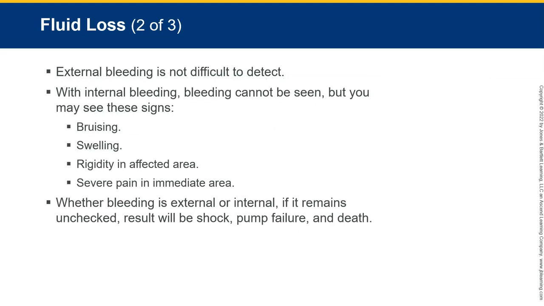Now, external bleeding is not difficult to detect many times because you can see the blood escaping from the circulatory system. They may be pooling under their back. Who knows where it's escaping from? But it's typically not all that difficult to see when it is external bleeding. With internal bleeding, that can be a little bit harder. Sometimes it can't be seen, but you may see signs of internal blood loss: bruising, swelling, rigidity, where we talked about the abdominal region, and severe pain in that immediate area.